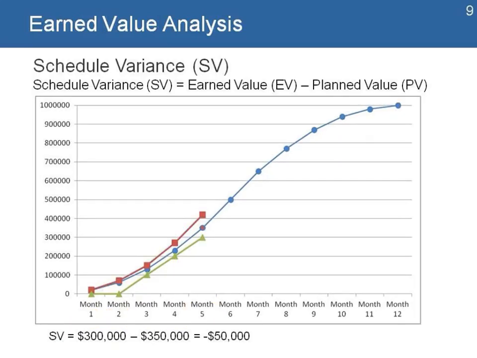So I look at that and I'm going to use some of these earned value analysis tools and formulas to help me make sense of those numbers. The first one is called schedule variance, or SV. It's a calculation of the earned value minus the planned value. So I'm going to look at the difference between my earned value, which is this point in the graph, and my planned value, which is the other point. So it's 300,000 minus 350,000, and it's a value of minus 50,000. And I know that I have a problem right there.